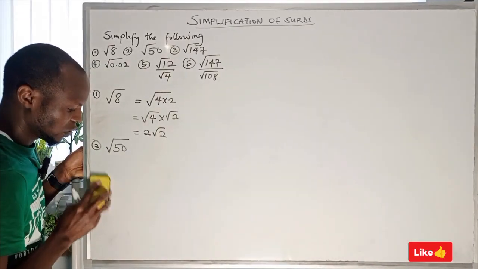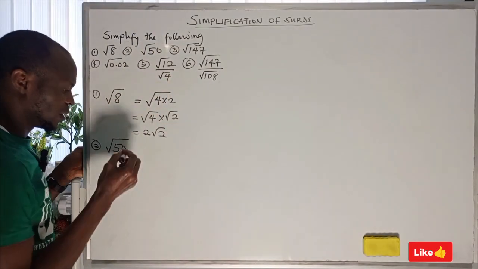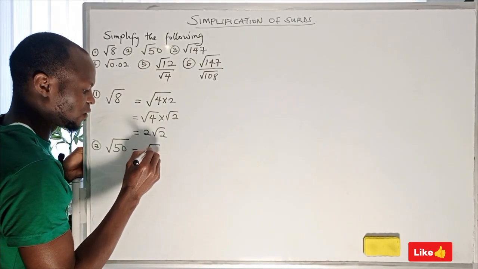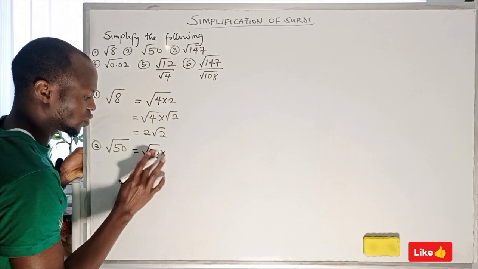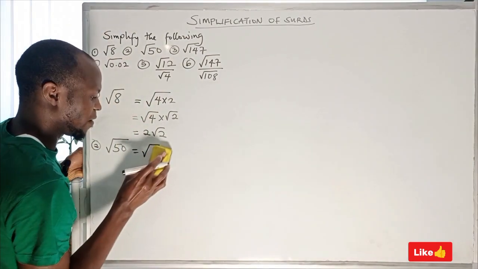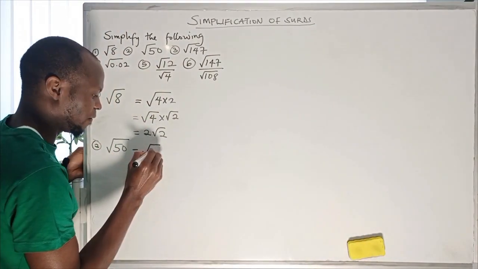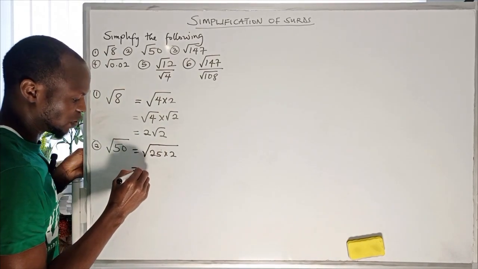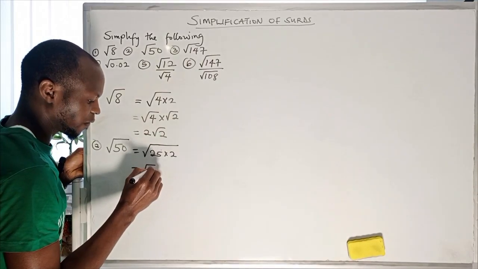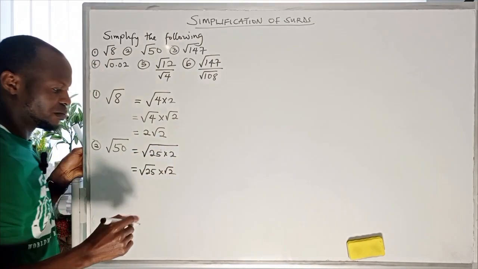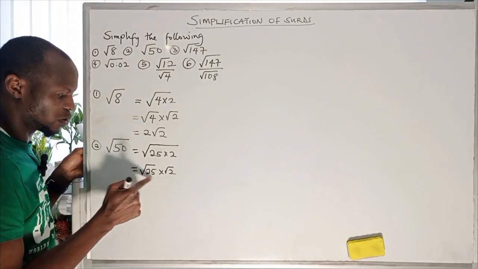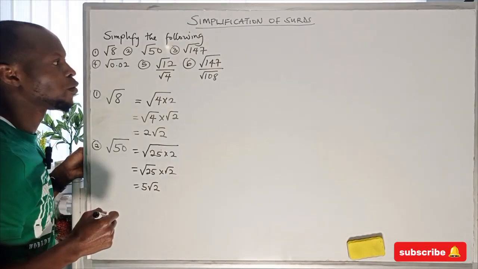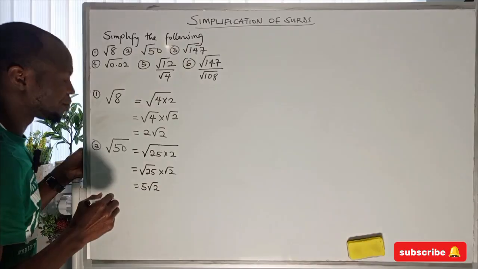Okay? Now, so therefore, I have square root of 50 to be equivalent to surd of 25 times 2. Okay? Now this is equivalent to surd of 25 times surd of 2. I want to split the two factors. Now square root of 25 will be 5 times square root of 2. Okay? Let's go to another one.